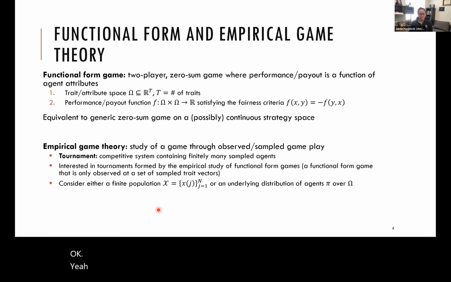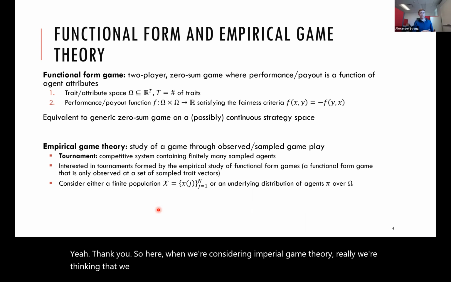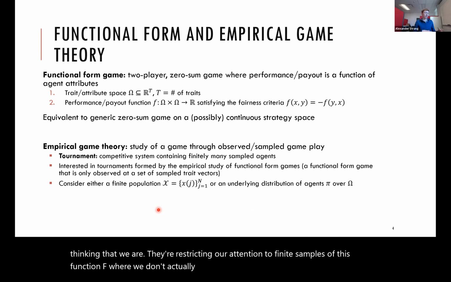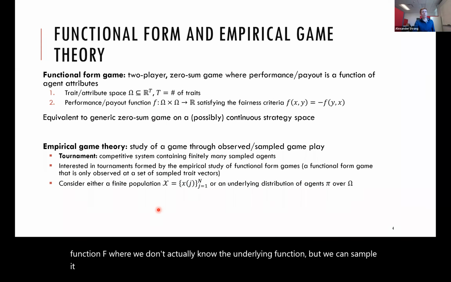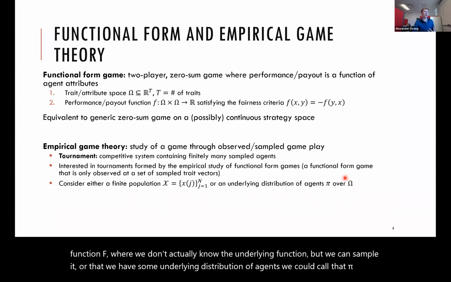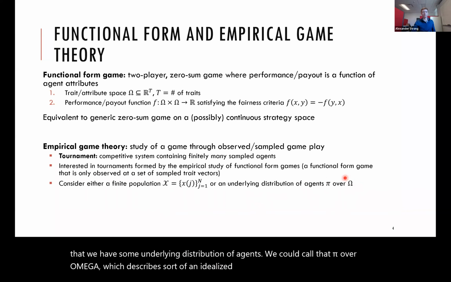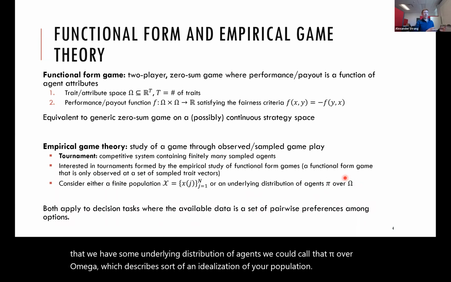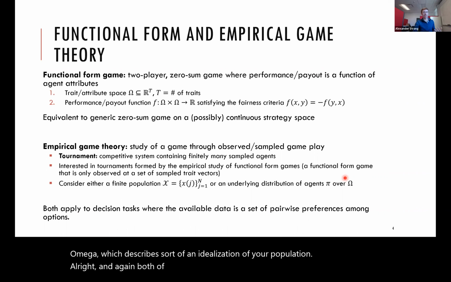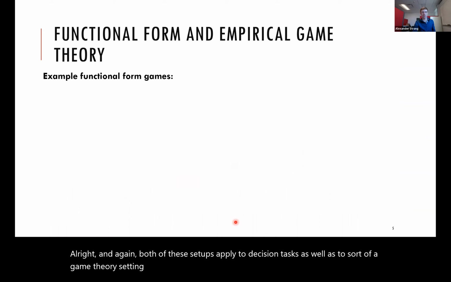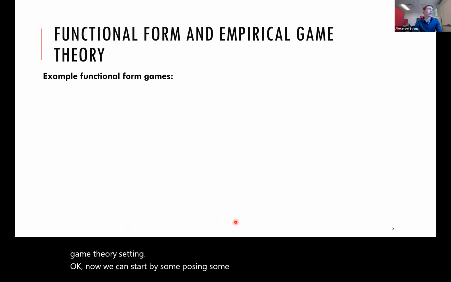Yeah, thank you. So here, when we're considering empirical game theory, really we're thinking that we are either restricting our attention to finite samples of this function f, where we don't actually know the underlying function, but we can sample it, or that we have some underlying distribution of agents, we could call that pi over omega, which describes an idealization of your population. All right, and again, both of these setups apply to decision tasks as well as to a game theory setting.